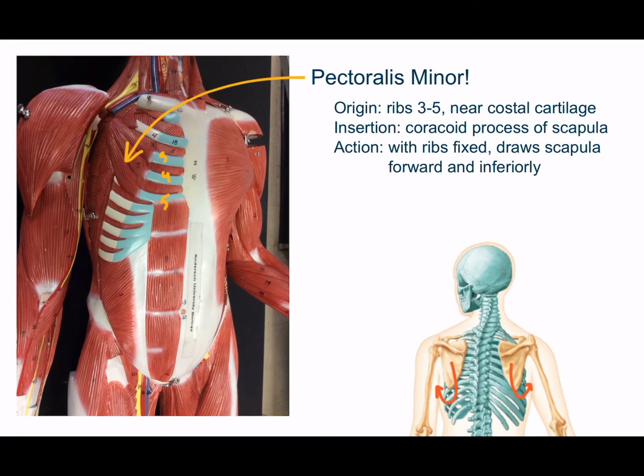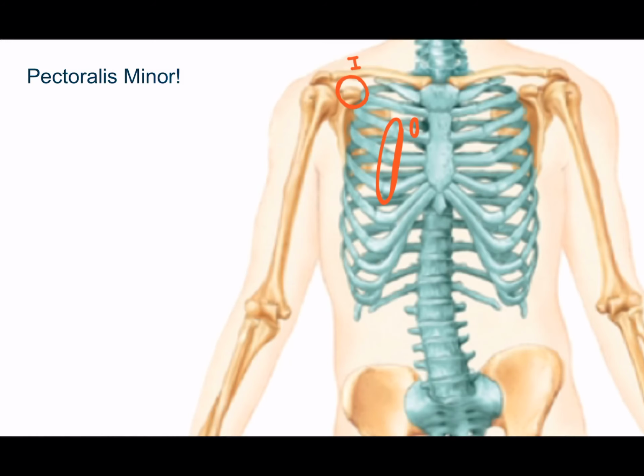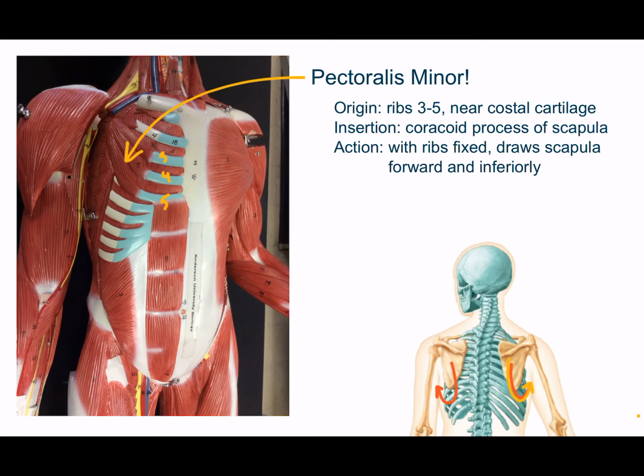It's going to draw your scapula forward and inferiorly, so that was like following this arrow was my train of thought. The pectoralis minor is going to run right here in kind of three strands, but they all converge to get to that process of the scapula.